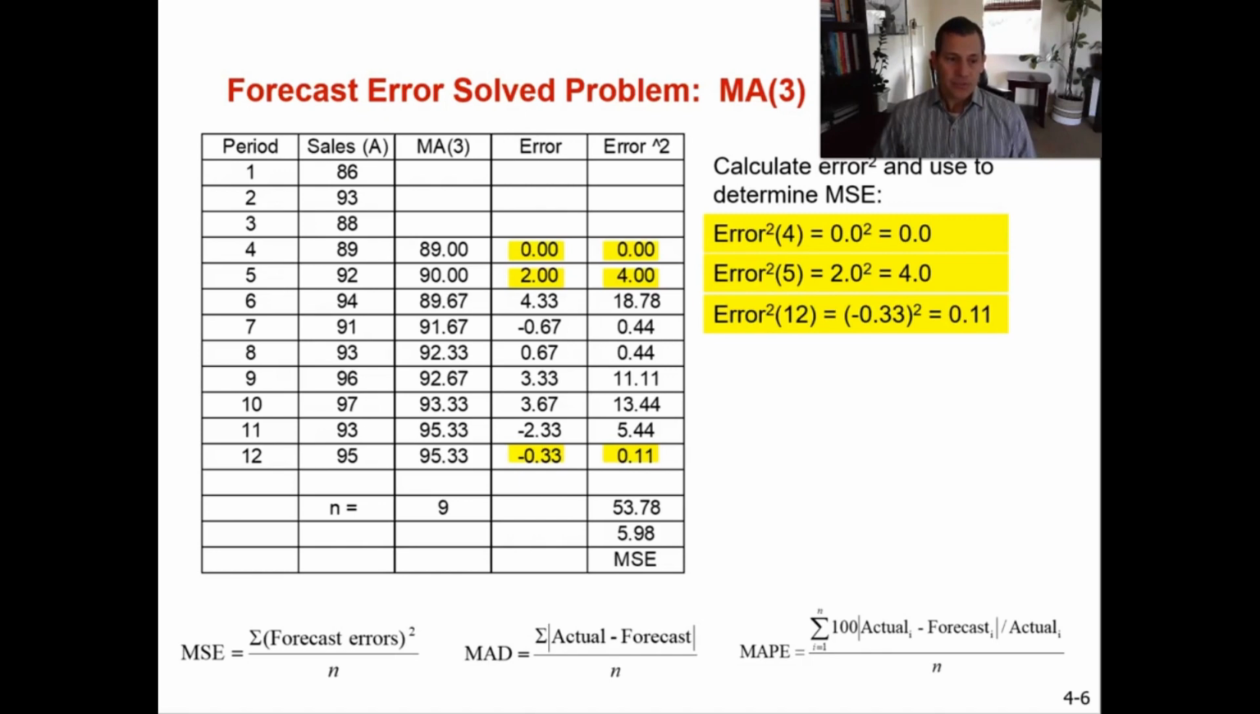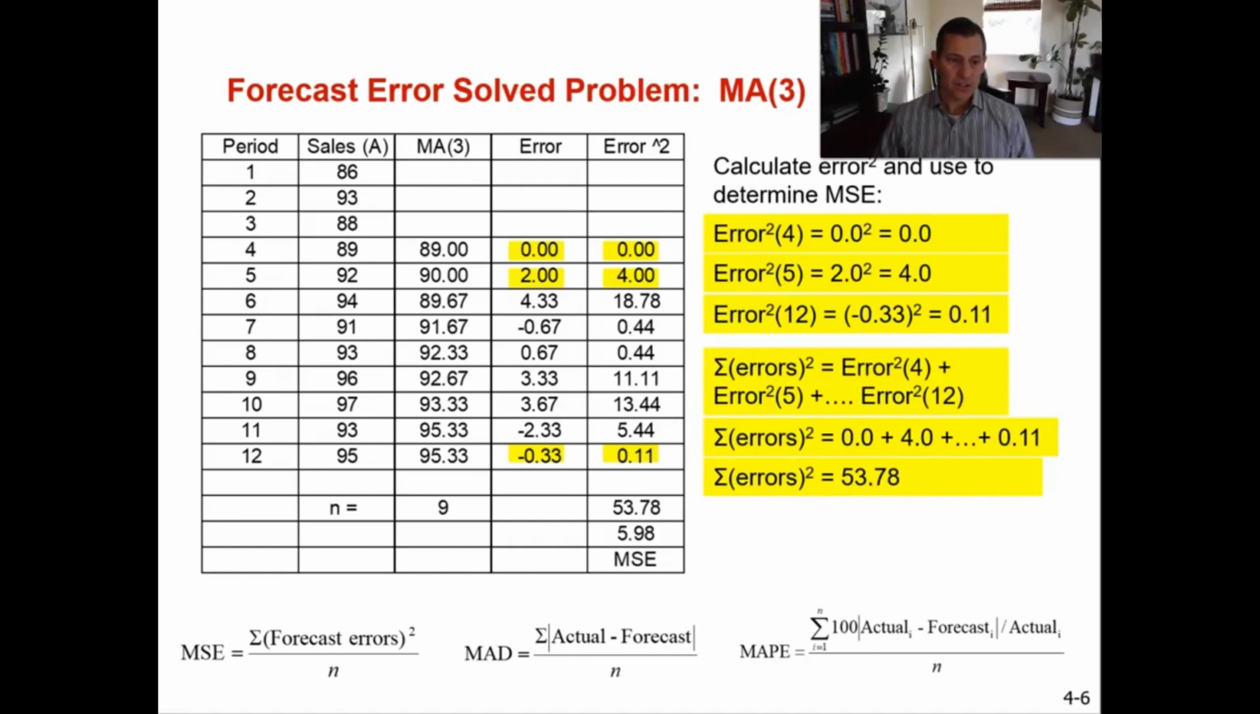Our next step to calculate the mean squared error is to take the sum of all of our errors. So we're going to take all of the errors, which are 0, 4, 18.78, 0.44, and go all the way down to the 12th period. And when we take the sum of all those errors squared, we get a total of 53.78. But we're not done there.